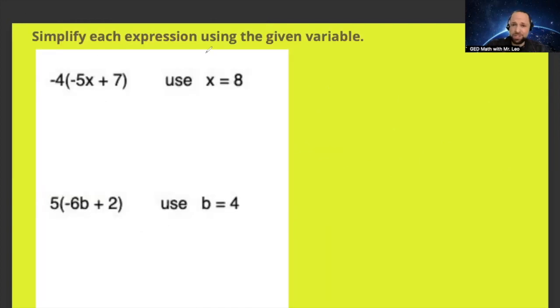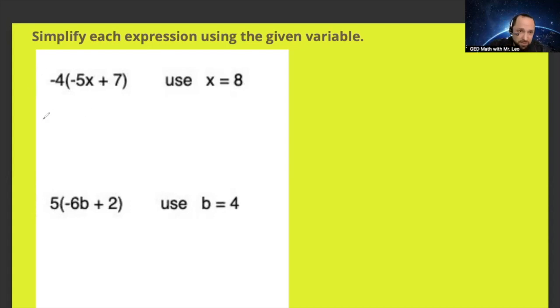Simplify each expression using the given variable. All right, this is hardcore algebra. You ready? Okay, they're telling us to use this number. If I see x, I'm going to use 8. And the key is when you substitute, when you plug it in, use parentheses.